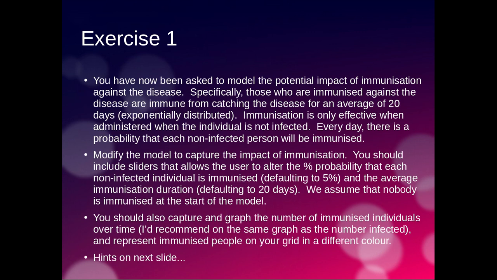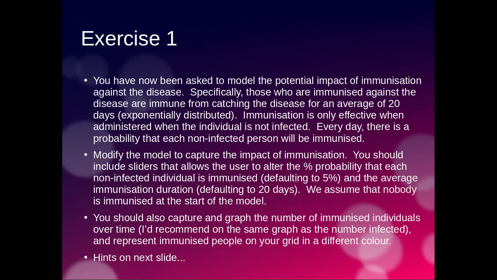We're going to assume that nobody's immunised at the start of the model. I also want you to capture and graph the number of immunised individuals over time, and I'd recommend you do that on the same graph as the number of infected. So we just use the data collector to collect and then plot the number of infected over time. On the same graph, I want you to then add in the number of immunised individuals over time and represent that on your grid in a different colour. It could be whatever colour you like.